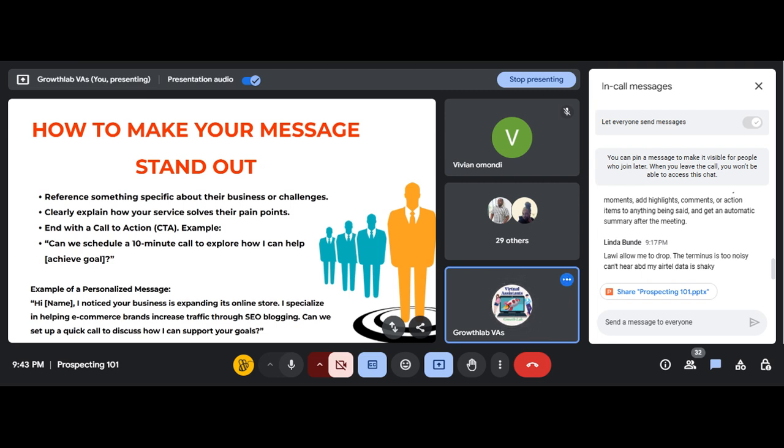Then always end with the CTA, and the call to action should be clear on what the next step should be. So don't say, I look forward to hearing from you. They can let you look forward for as long as you can look. So say, are you available any day next week? So you're putting a time frame. Can we schedule a 10-minute call tomorrow? So be specific on what the next action should be.